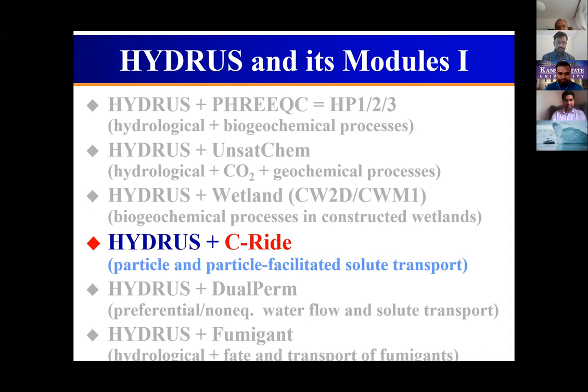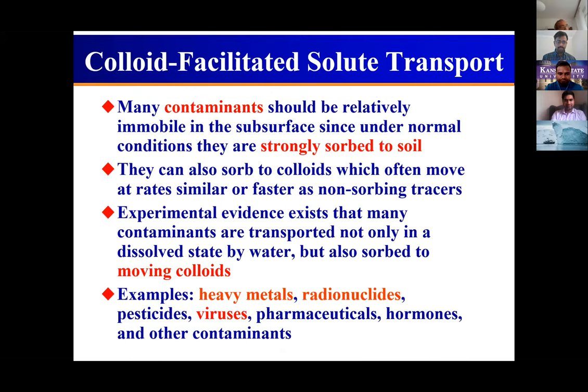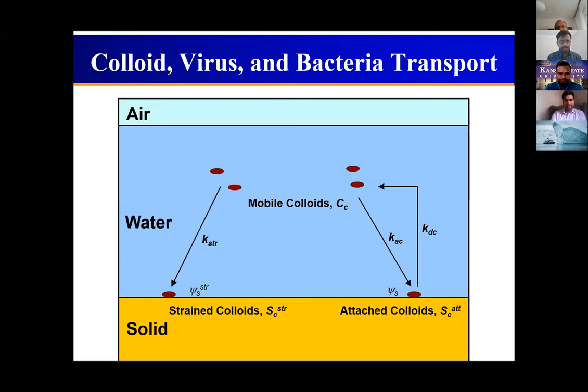Okay, and C-RIDE module. So that's a specialized module which deals with the particle transport and particle facilitated solute transport. There is evidence that many contaminants move relatively fast in the nature, while if you measure their sorption isotherms, they would predict that the retardation factors for these contaminants are relatively large, and these chemicals should be immobile. And then the reason why these chemicals move fast is because they attach themselves to colloidal particles, and then these colloidal particles transfer these contaminants relatively long distances, relatively fast. And examples are heavy metals, radionuclides, hormones, and other contaminants. And how this module works is described in these two slides.